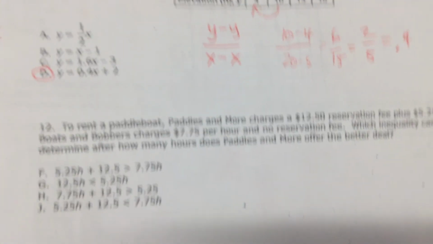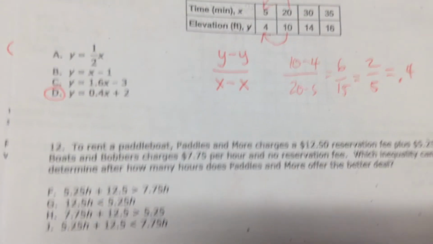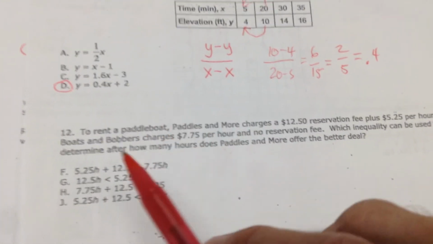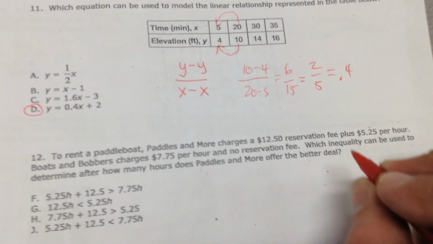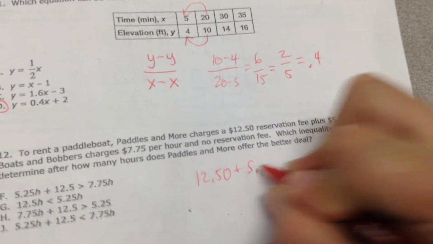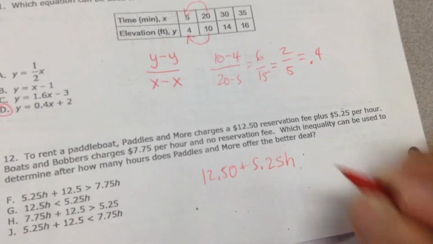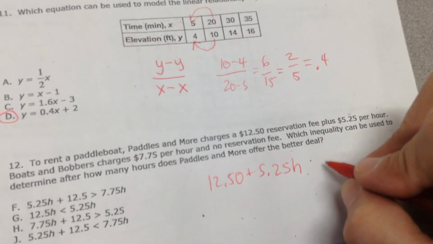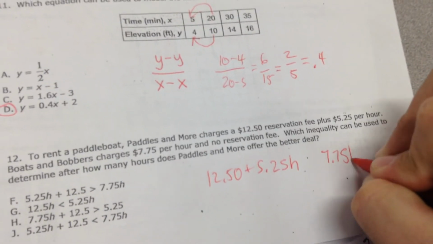Okay, I think I got 2 more after this. So to rent a paddle boat, Paddles and More charges a $12.50 reservation fee plus $5.25 per hour. The other place just charges $7.75 an hour.